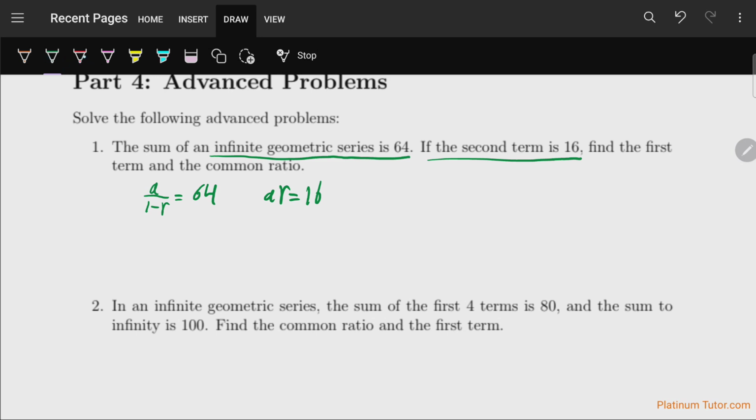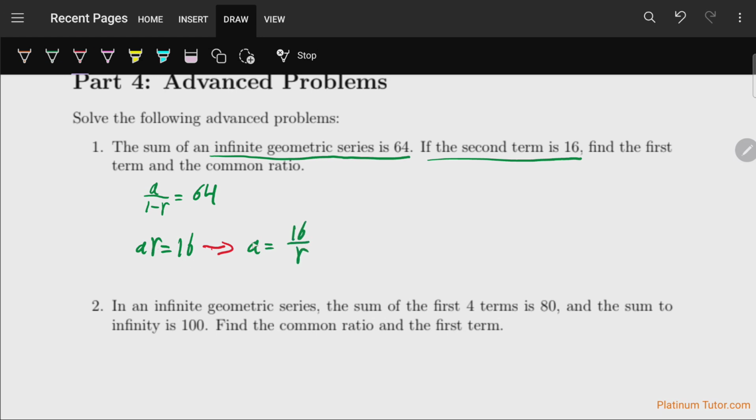Okay, notice here that we have two variables, right? We don't know A, we don't know R. We have two variables, but also we have two equations. So we should be able to solve for both A and R. How can we do this? We're going to use our good old method of substitution. So what I'll do is I'll take this one, and you either have to solve for A or solve for R. I think I will solve for A. So you know that A is going to be, if we divide both sides by R, 16 over R.